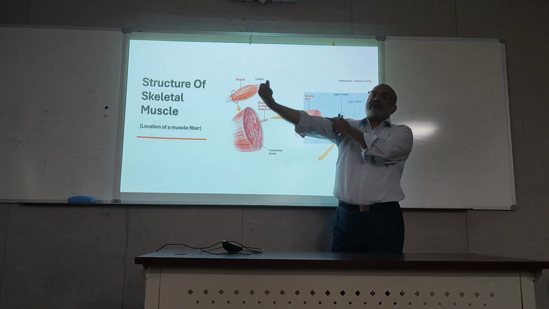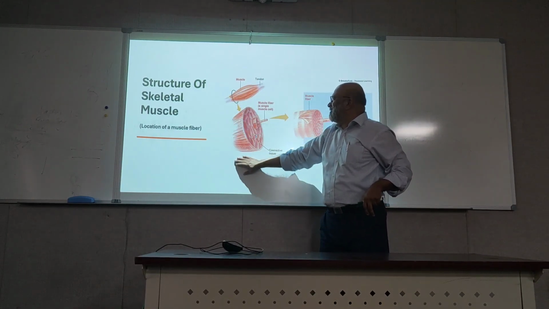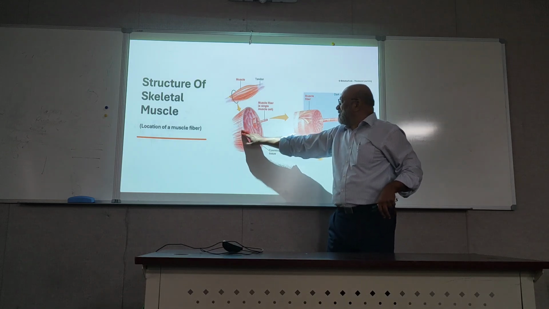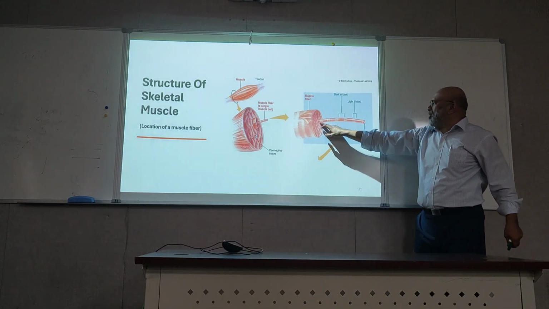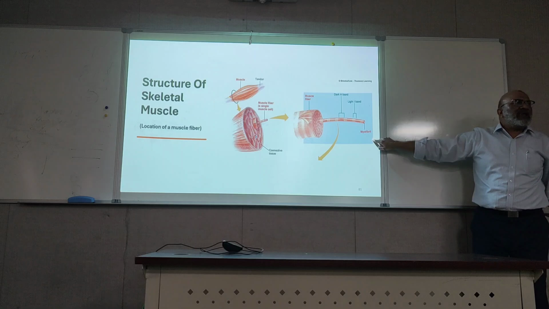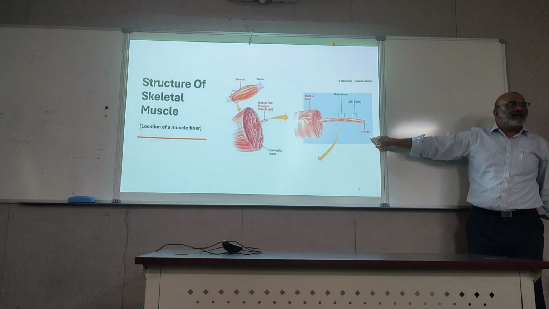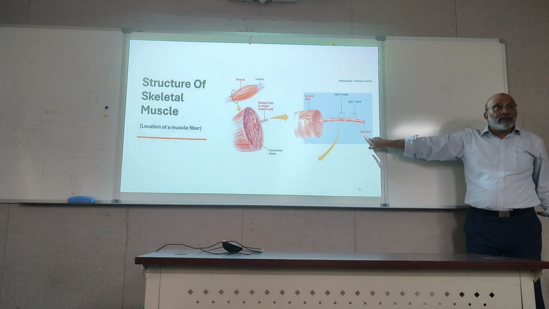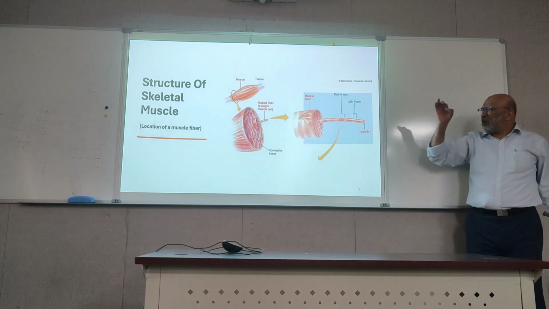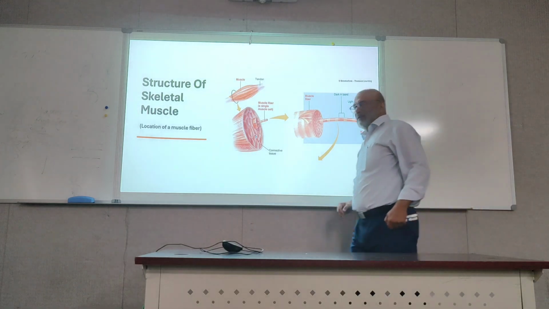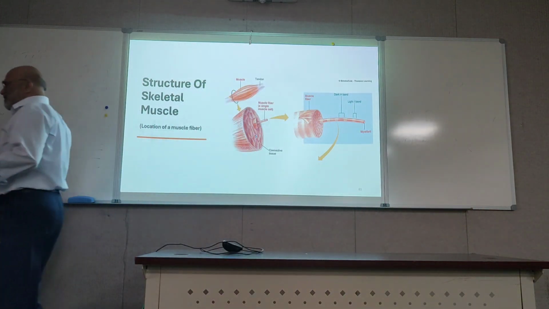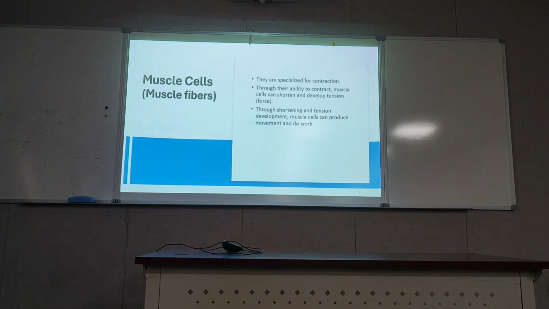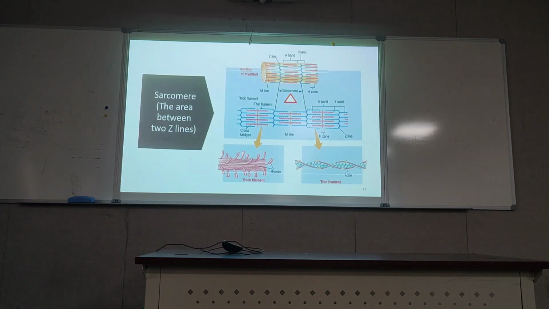Okay. This is the big muscle. This is one muscle fiber, from which this is broken down and brought to the smallest, like a neuron. What is the smallest unit of a muscle? Myo means muscle. Myofibril. It is the smallest part of the muscle. Let's make it even smaller.